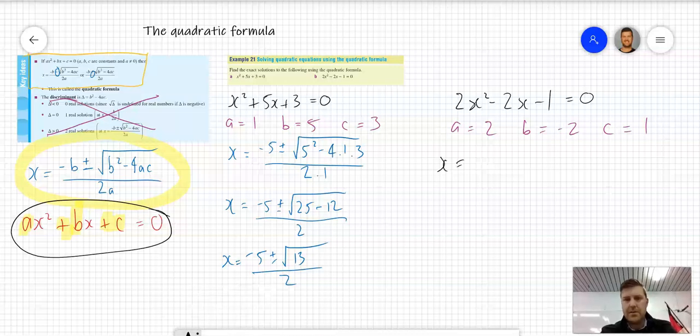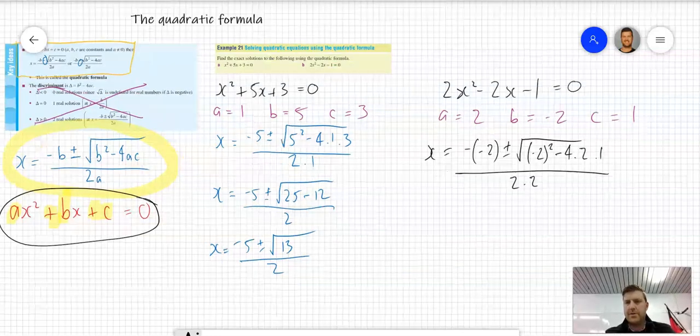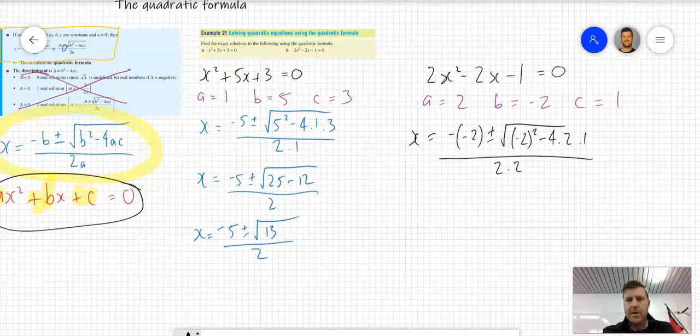X is equal to minus 1 times b, which is -2, plus or minus square root of b squared, which is -2 squared, take 4 times a, which is 2, times c, which is 1, all over 2 times by a, which is 2. Okay, let's go ahead and do that bit by bit. It's a little bit trickier this time.